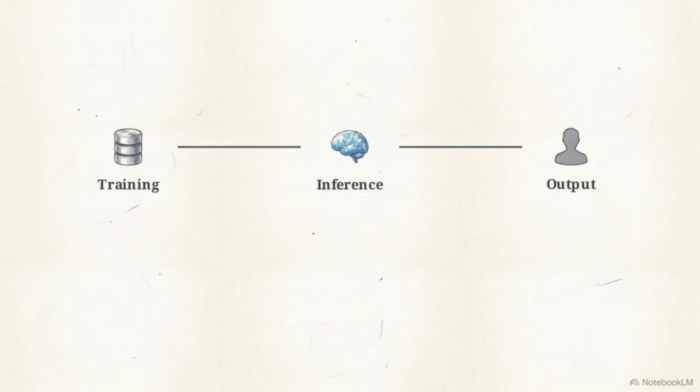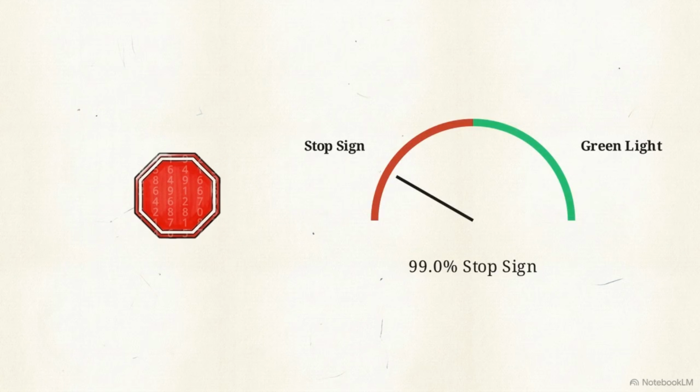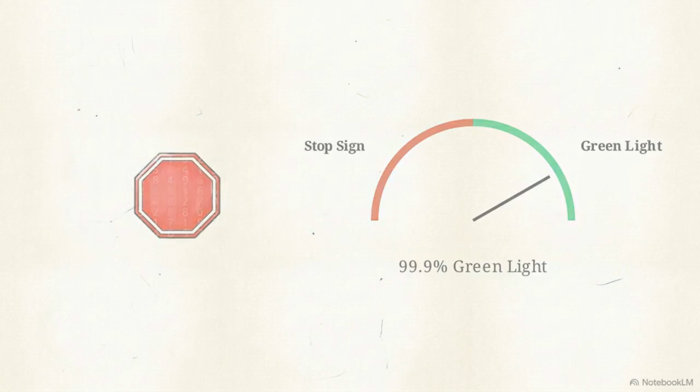Our third threat, evasion attacks, occurs at the middle node, inference. This is the moment the AI makes a decision. By making tiny, humanly imperceptible changes to an image, like adding a layer of numerical noise, an attacker can trick the model. Notice how the AI's confidence shifts from a stop sign to a green light. These are called adversarial examples.